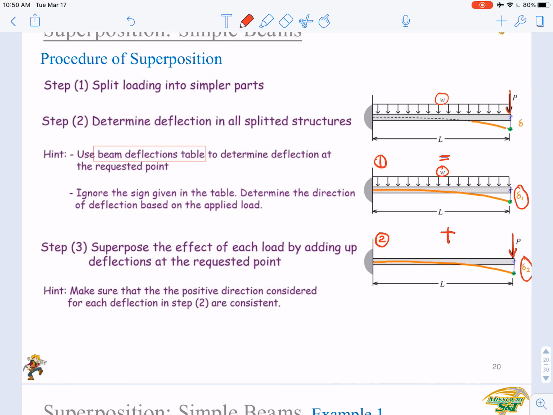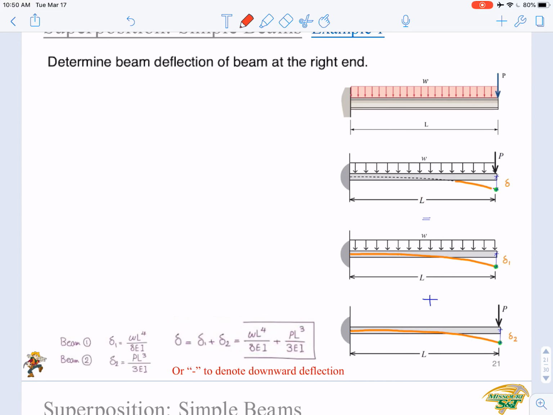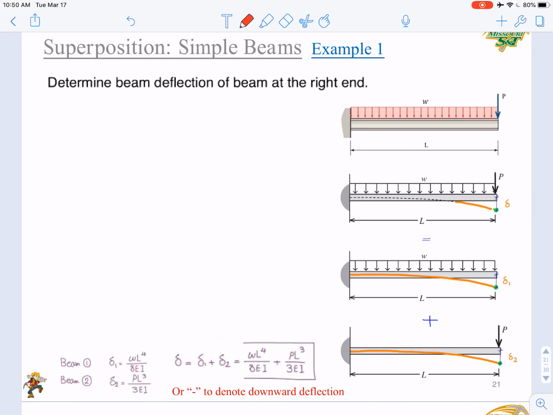Okay, let's leverage this example and look. That is our example 1. Determine the deflection of the beam at the right end. So we have exactly the same example here. You have a cantilever carrying distributed load W and concentrated load P at the free end. Then we're determining the deflection delta at this end. Okay, this is described here.